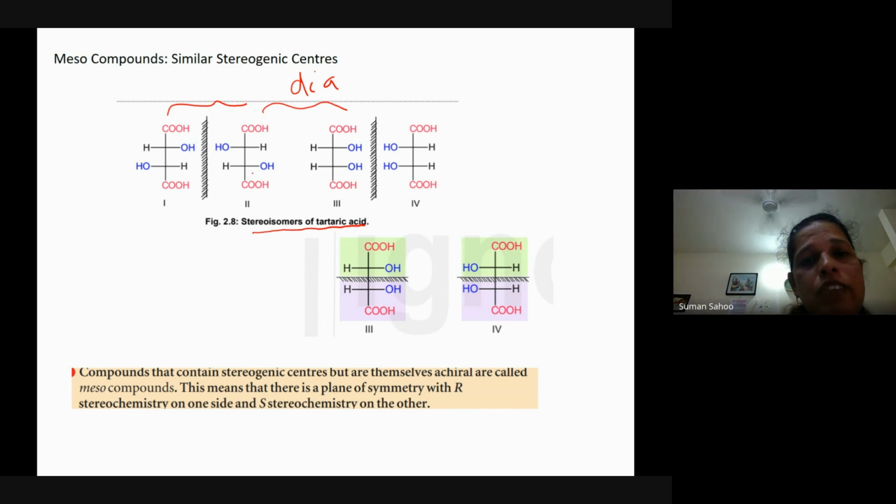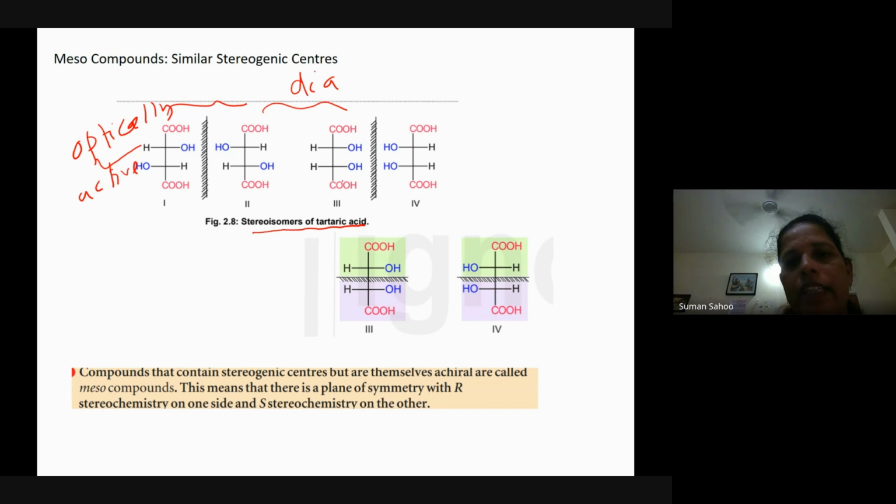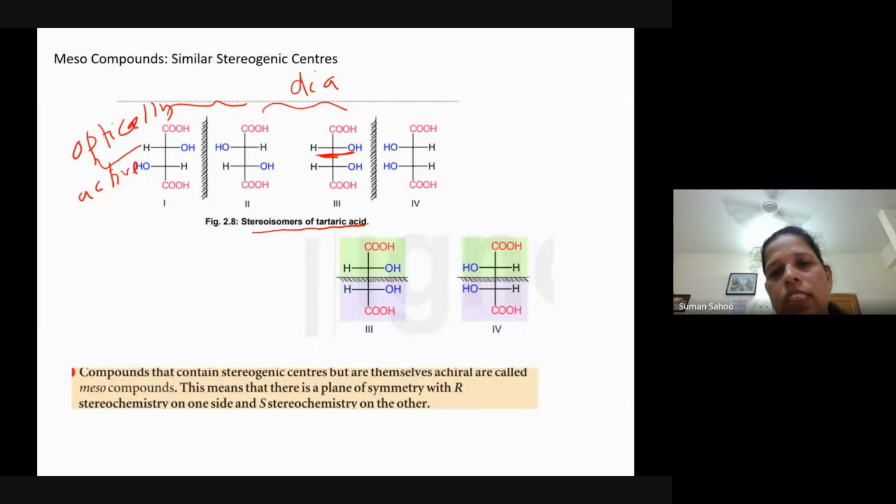These two enantiomers are optically active, that means they rotate the plane polarized light. What about these two? They have chiral centers, but still they are not optically active. These compounds are known as meso compounds because they have a plane of symmetry. The upper half is exactly the mirror image of the lower half. So these compounds are achiral, although they have chiral stereogenic centers. These compounds are known as meso compounds.